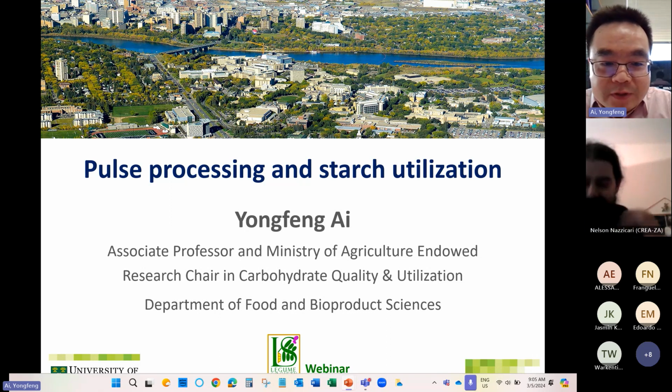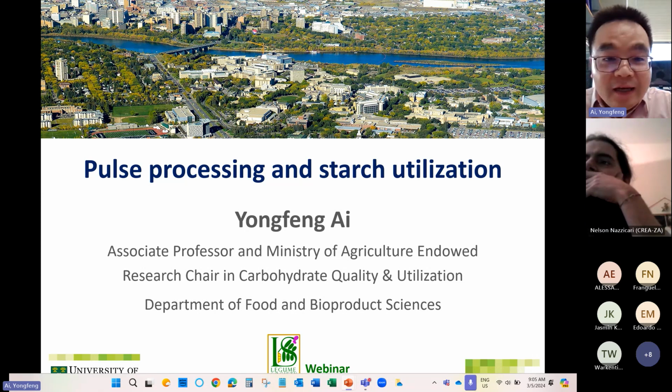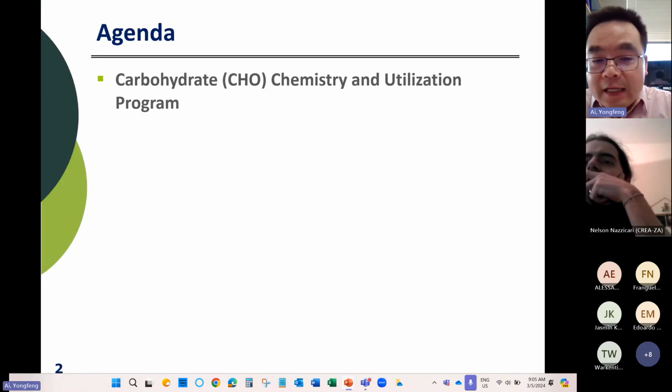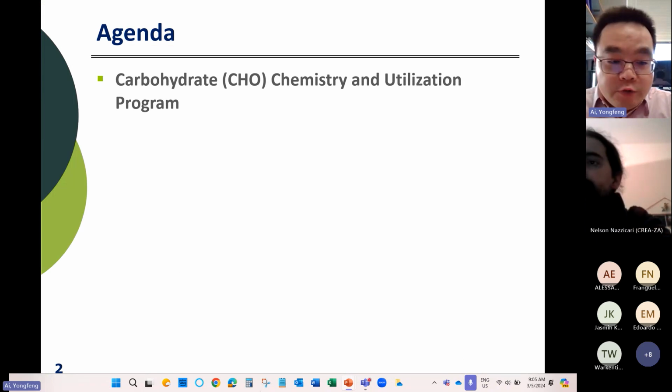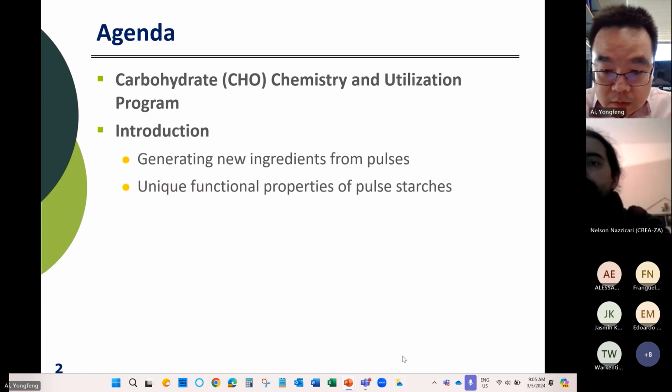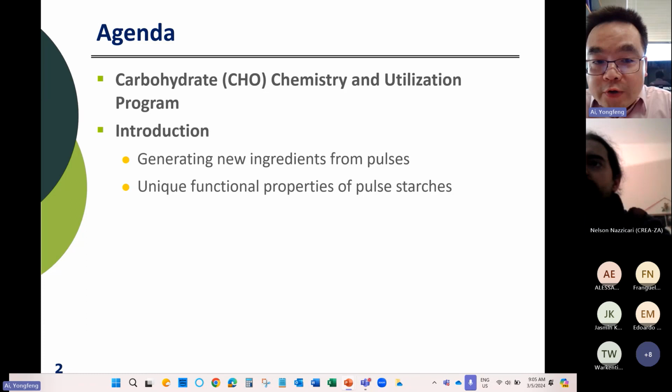We are going to talk about pulse processing and starch utilization. Here's the agenda of my talk today. I will use one slide to talk about my research program on carbohydrate chemistry and utilization. After that, I will give you some background information regarding generating new ingredients from pulses, and also some of the unique functional properties of pulse starch.